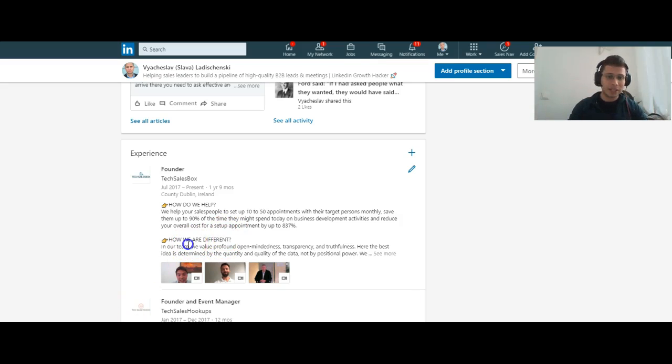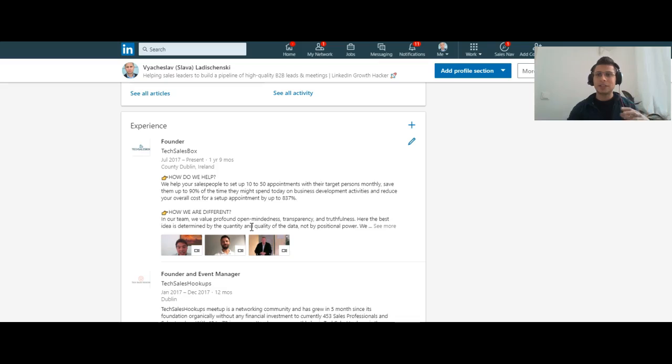Now, for example, I decided to go with how we are different, describing the USP, and then again repeating who I help. You can go for different pieces. The more pieces you have, the better. Make the picture more complete. And also again, add media here. It just gives people the opportunity to explore.